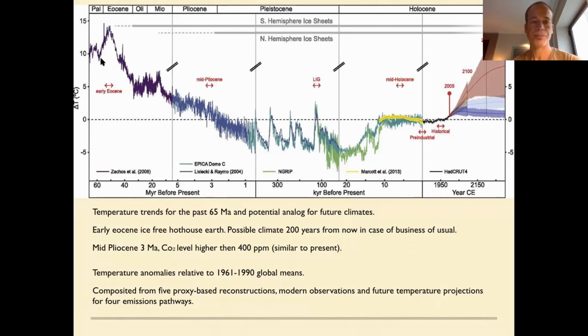In the past, we see some very warm periods like the Eocene, nearly 15 degrees warmer than now. We see a period called the Pliocene here, 3 million years ago, where it was warmer, and we were not in an ice age stage on the planet. We have the ice age here, we have the present, and then we have these climate models predicting the future.